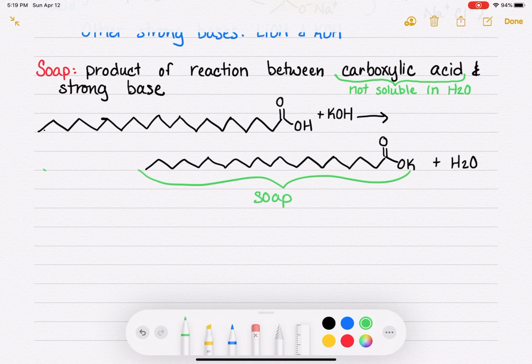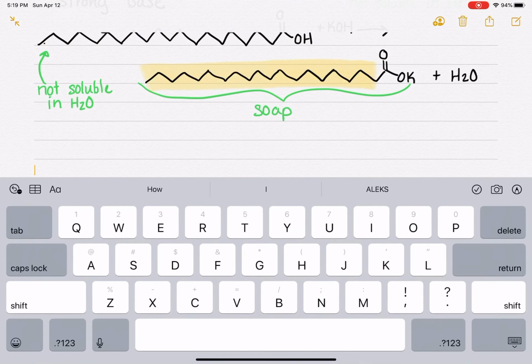This carboxylic acid is definitely not soluble in water. We just find that the cleaning power is much better for a soap when it has a really long carbon chain like this one does right here. Now, if you're excited to talk about soaps, that's cool. We are going to talk about soaps. Not really so much right now. We're not going to really get into soaps until another couple chapters. We are going to come back to it. We're just talking about it a little bit right now.